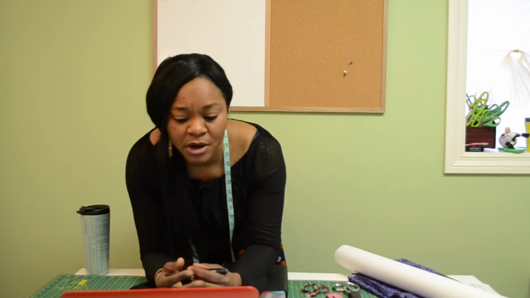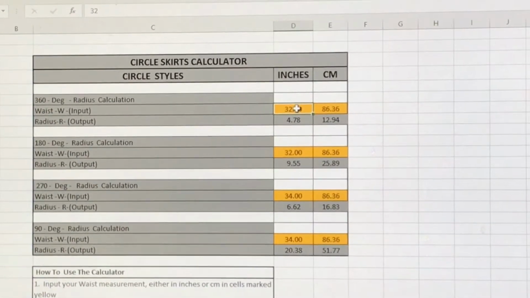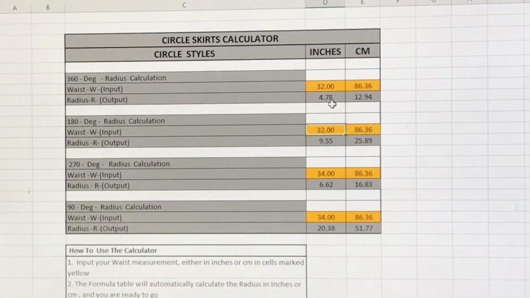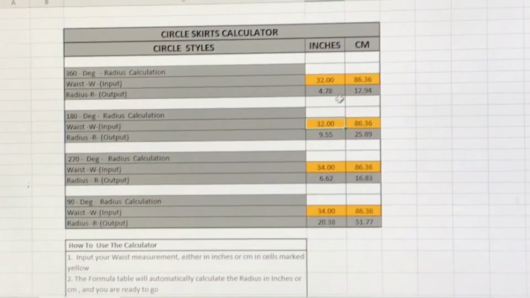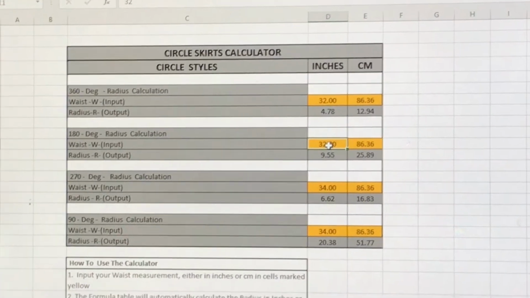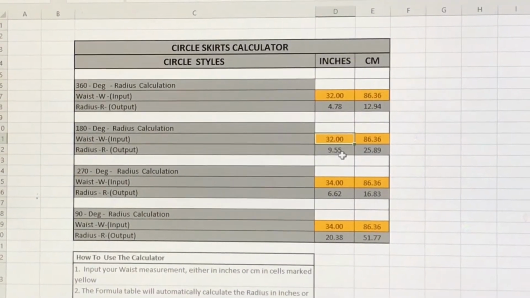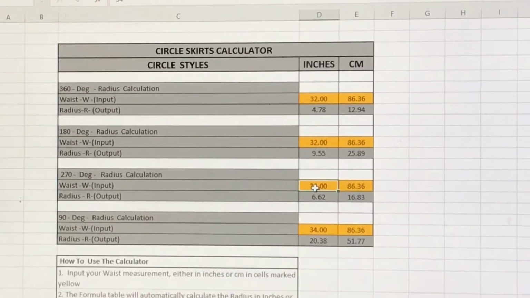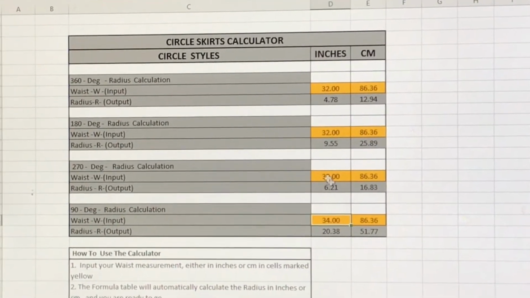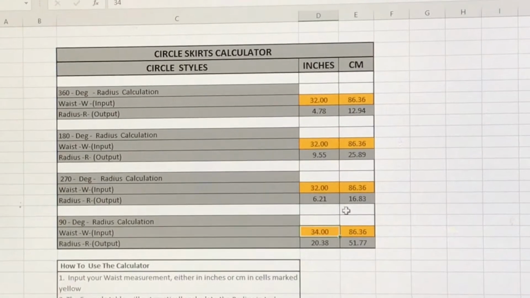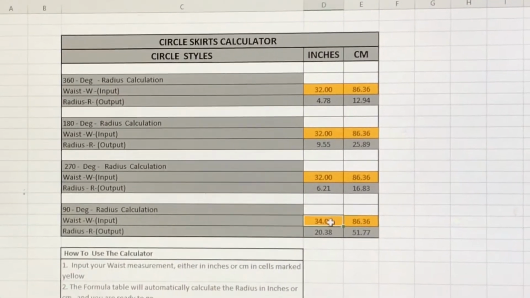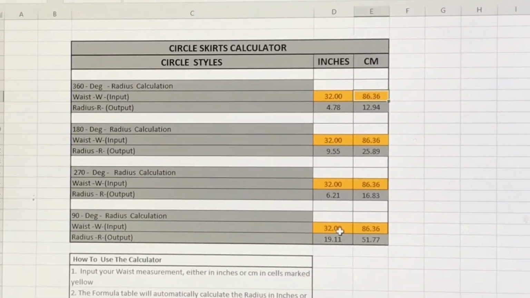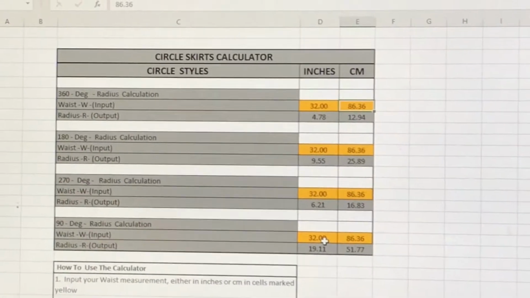So for this video, I'm using 32 inches. I will be inputting the 32 inches waist circumference in the inches cell, and the output I got is 9.22 radius, and that's what we'll be using to mark and cut our fabric. One thing you should know about this calculator, I don't want you to round up to the nearest number. So if you have like 32, the radius is 9.55, so I'll be using 9.5 radius to make the garment.